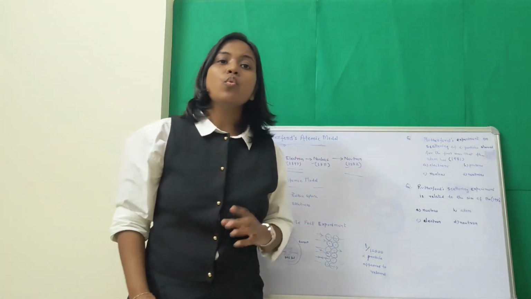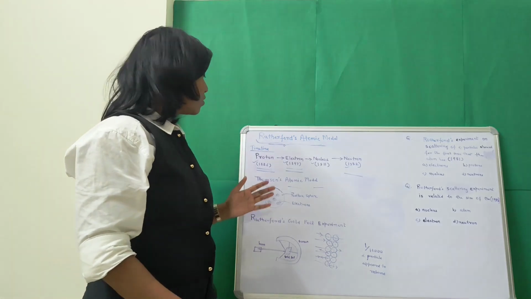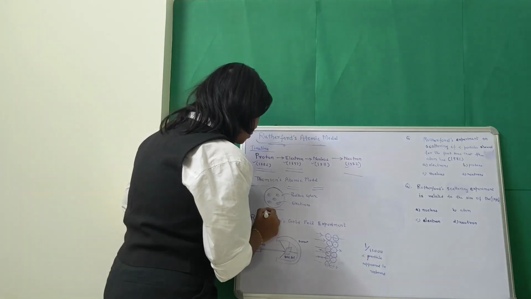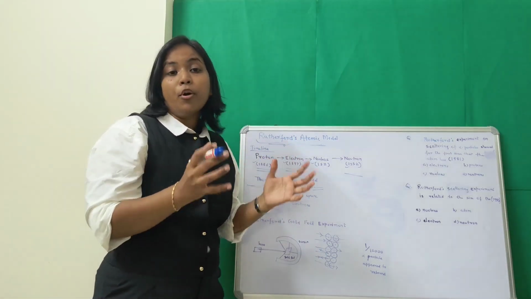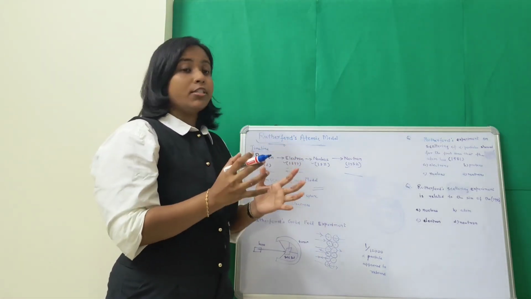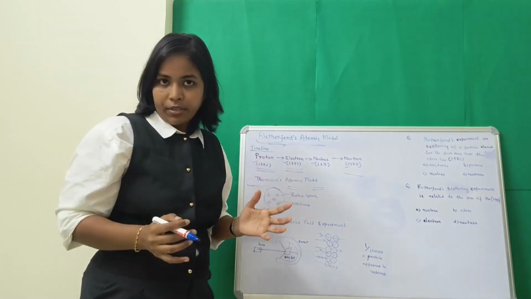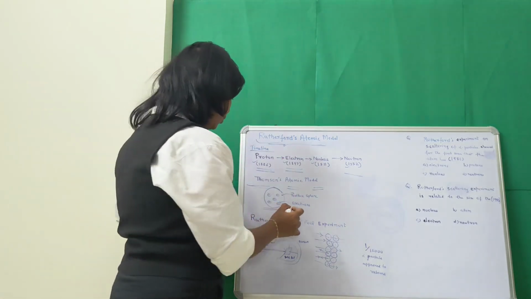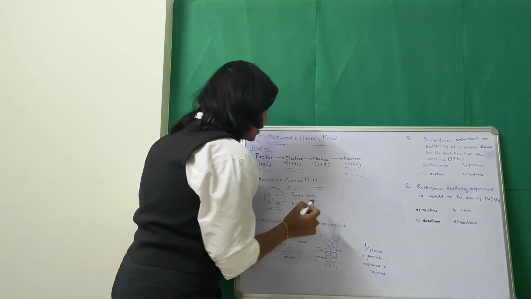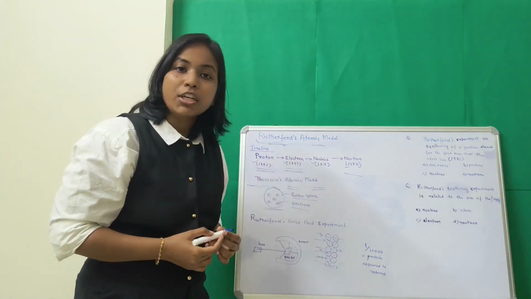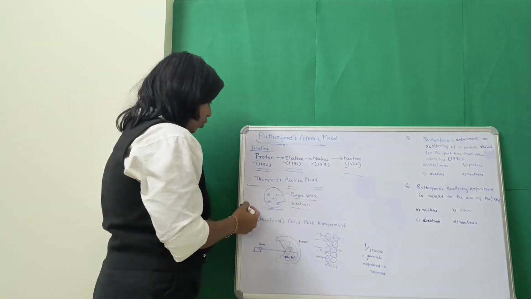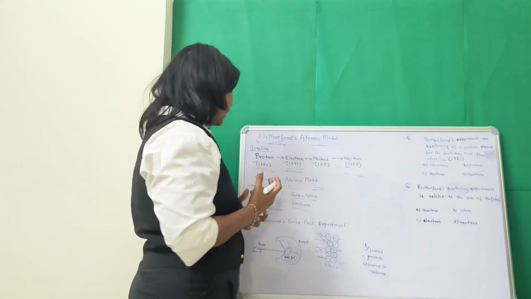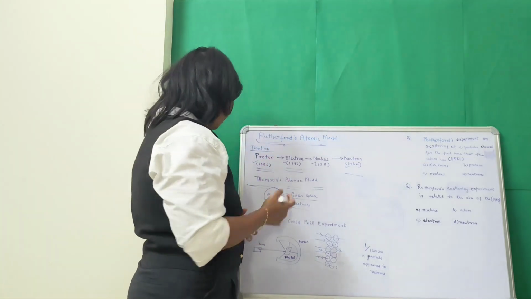Anyone of you who wants to explain Thomson's atomic model, raise your hands. In Thomson's atomic model, the atom was a positively charged sphere in which the electrons were embedded. Here you can see the electrons embedded in a positively charged sphere, and hence the electroneutrality was explained by Thomson's atomic model.